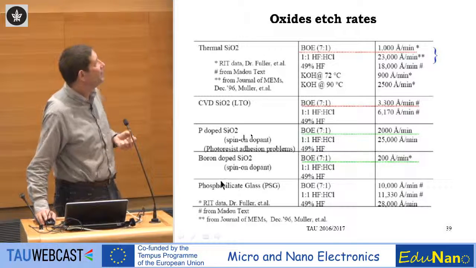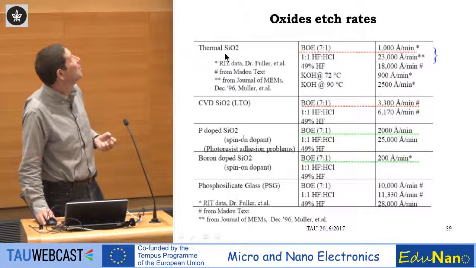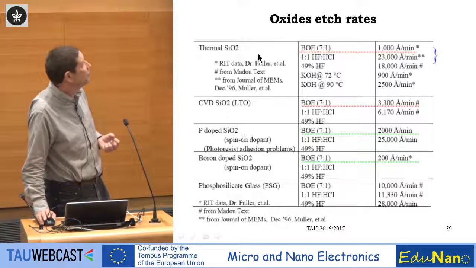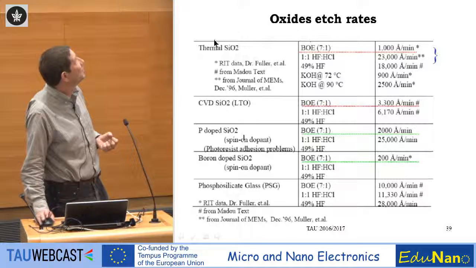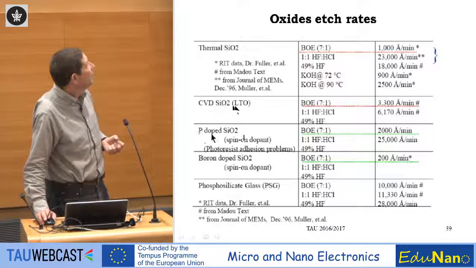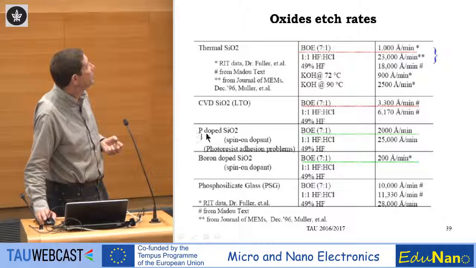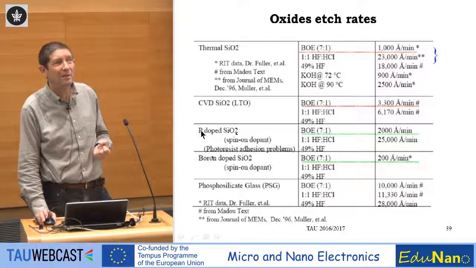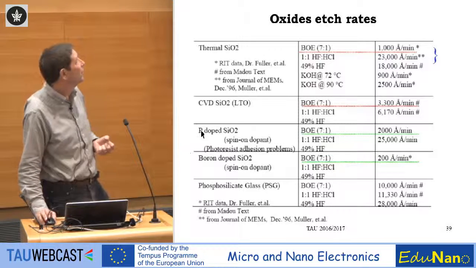This is just to impress you with what the possibilities are. I just took from one of the books oxide etch rates. This is thermal oxide, chemical vapor deposition oxide, which people also call LTO, or low temperature oxide. Some people add phosphorus into silicon dioxide. This is called phosphorus doped SiO2, and some people also call it PSG, or phosphosilicate glass.